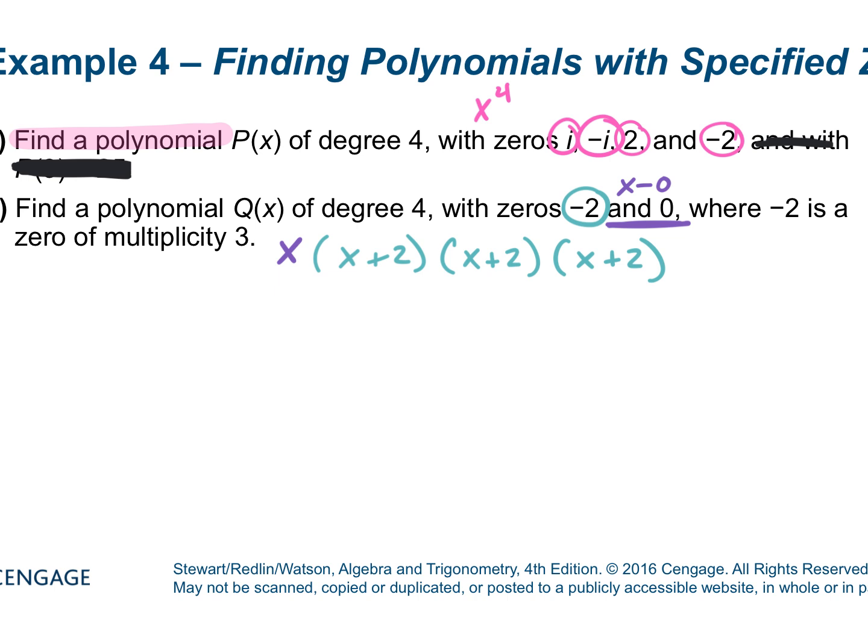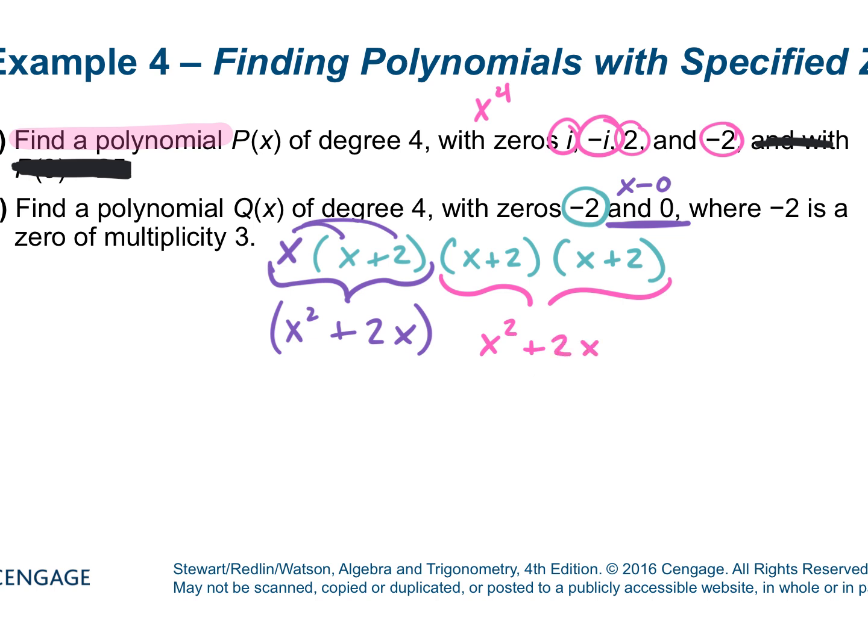Now let's multiply these together. If we want, we can start with the first two here. We just distribute the x, so it'd be x squared plus 2x. Now let's multiply the second two together. When we FOIL these, we get x squared plus 2x plus 2x plus 4. So x squared, what's 2x plus 2x? 4x plus 4. That's like saying, what's 2 plus 2? What should I do next?